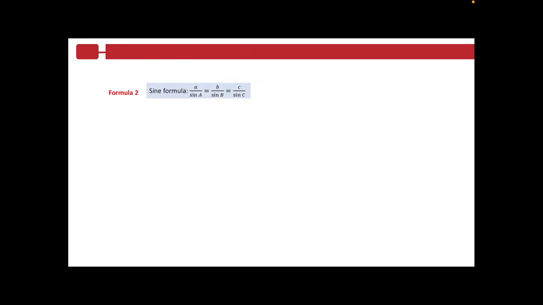Hi guys, so let's look at proving formula 2, the sine formula: a over sine A equals b over sine B equals c over sine C. This is found on page 16 of your formula and tables booklet. The first thing we're going to do is draw a triangle ABC with lengths a, b and c. We know that a half ac sine B equals a half ab sine C, as this is our area formula for a triangle.